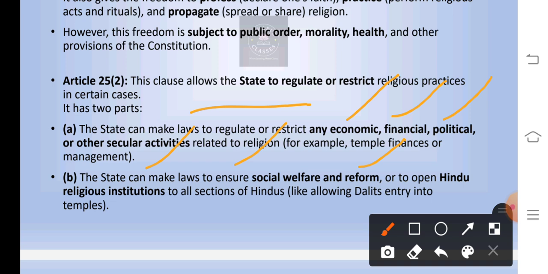The state can make laws to ensure social welfare and reform, or to open Hindu religious institutions to all sections of Hindus, like allowing Dalits entry into temples. The state can make law. If at any place people are restricting somebody of their own religion, then the state can interfere and make law so that there will be no discrimination.